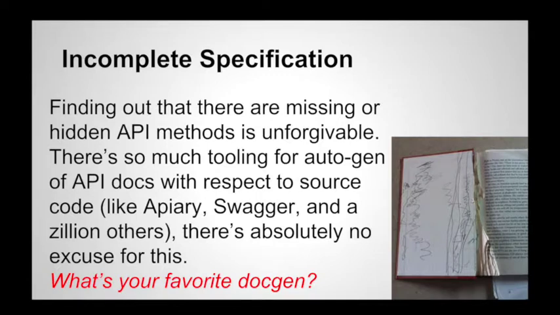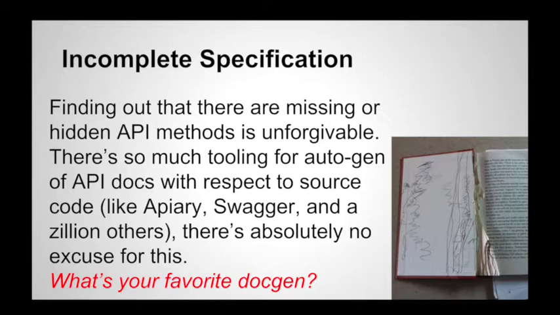The first one, incomplete specification. Finding out that there are missing or hidden API methods is, to me, unforgivable. And sorry, I'm going to read a lot of this because I didn't have time to put the slides together. So, with all the tooling up there for auto generation, there's a bunch: API Array, Swagger, there's so many out there.